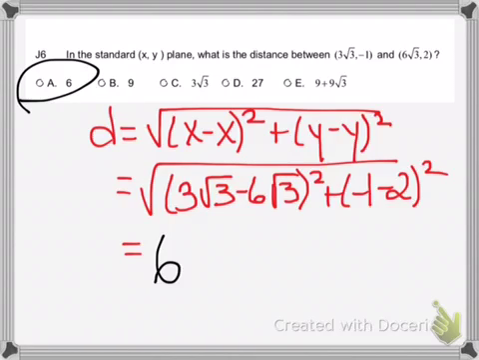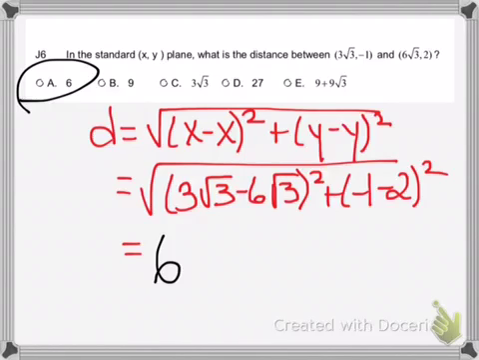Number 6, in the standard xy plane, what is the distance between 3 square roots of 3, comma, negative 1, and 6 square roots of 3, comma, 2? Now, I can't graph that because I don't know where the square root of 3 is. So what I did was I used the distance formula, which should be given to you.